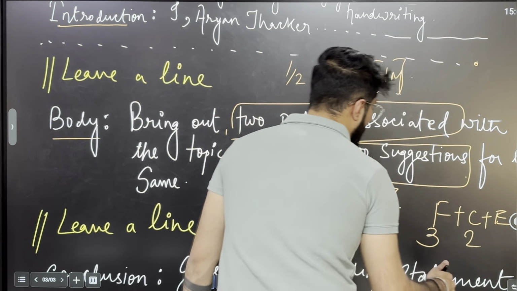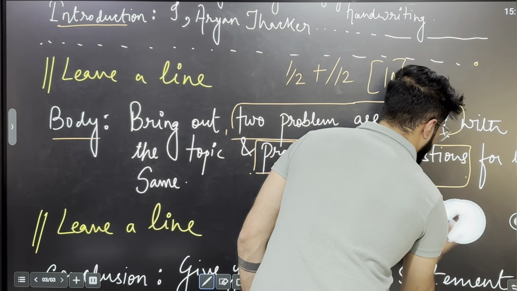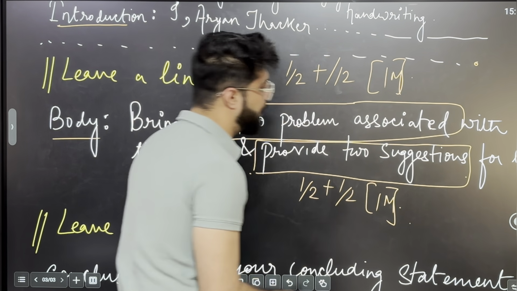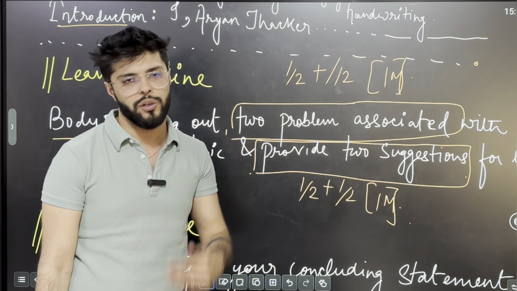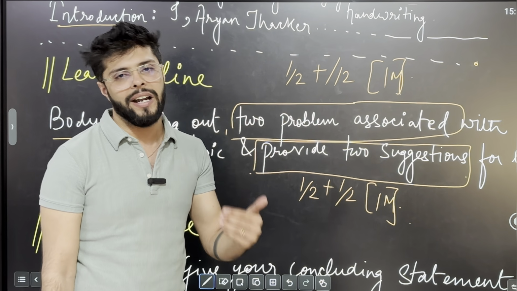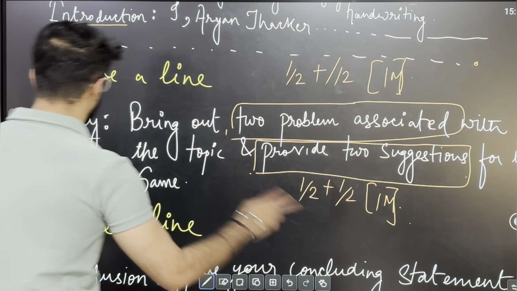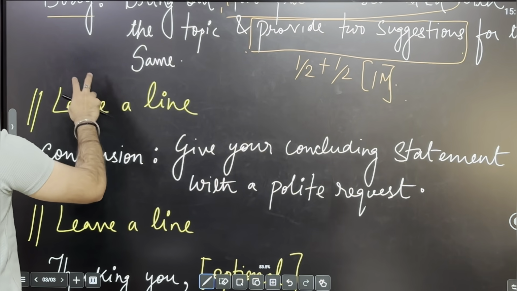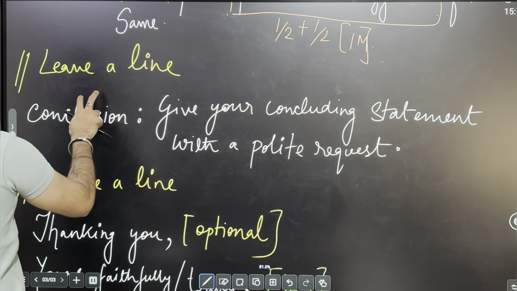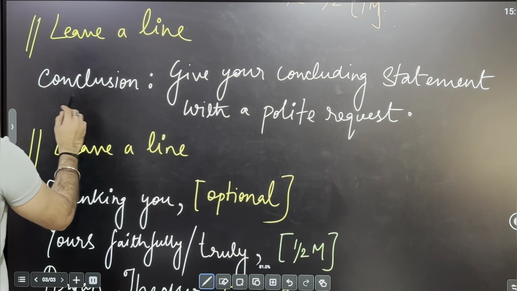And then comes your expression. That will depend upon what kind of language you have used in your answer. Depending on that, you will get your marks. ठीक है, तो वो हमारे हाथ में नहीं है, वो आप कैसा लिख के आएंगे उस पे डिपेंड करेगा. And then again you have to leave a line and give a conclusion.